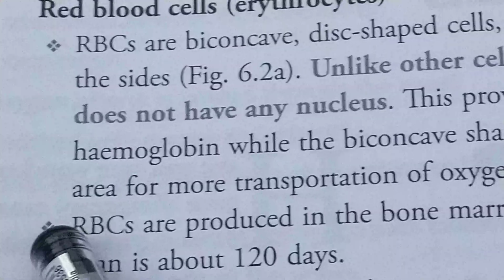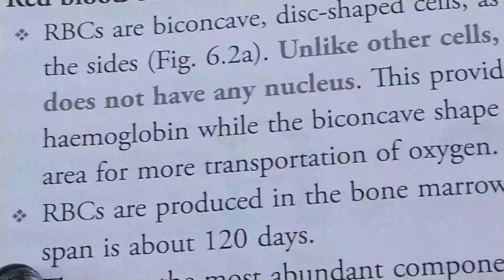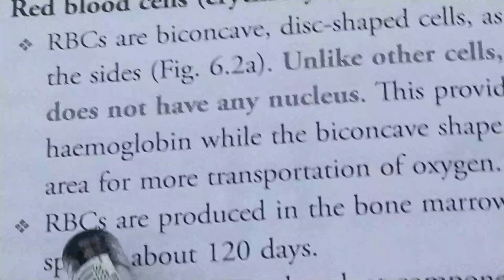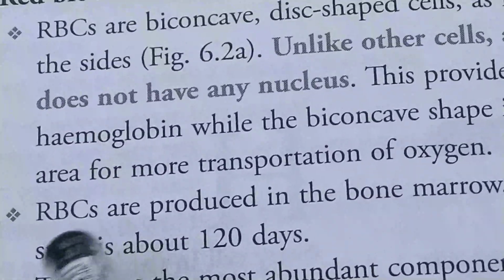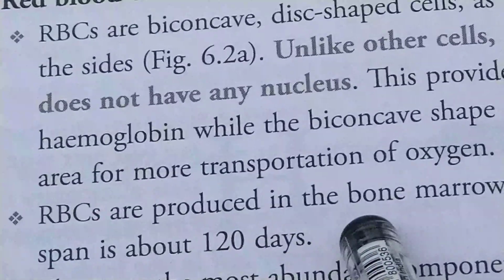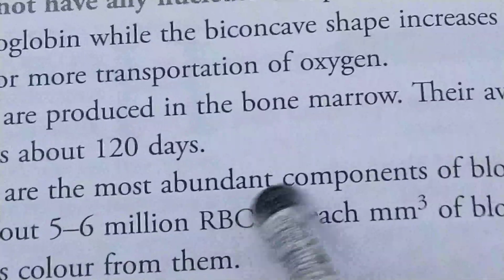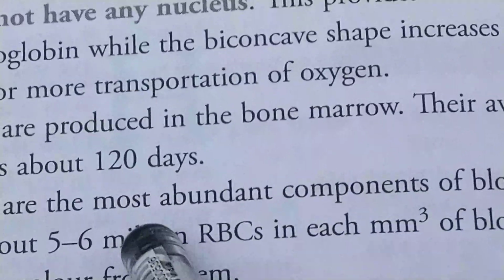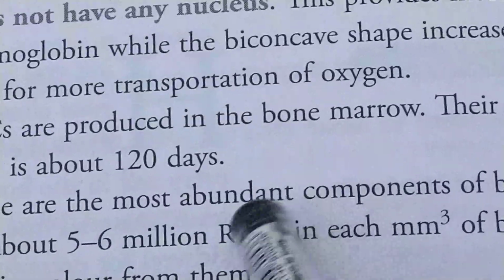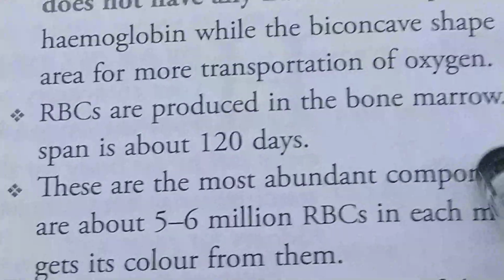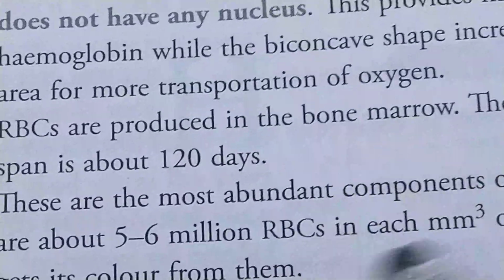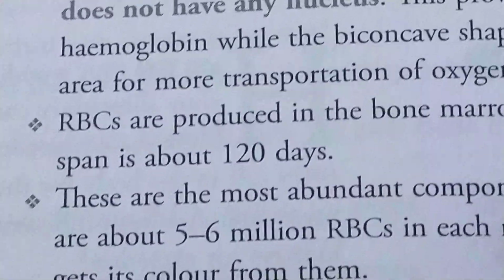These दो लाइन बहुत इंपॉर्टेंट है. नॉर्मली कहाँ पे फॉर्मेशन है और लाइफ स्पैन कितना है. आरबीसी आर प्रोड्यूस्ड इनसाइड द बोन मैरो एंड लाइफ स्पैन इज 120 डेज. बहुत अच्छे से याद रखना. These are the most abundant components of blood. एबंडेंट मतलब बहुत ज्यादा, इनफ, सफिशिएंट, मतलब ब्लड का जितना भी कंपोनेंट है उसके अंदर आरबीसी सबसे ज्यादा होता है.